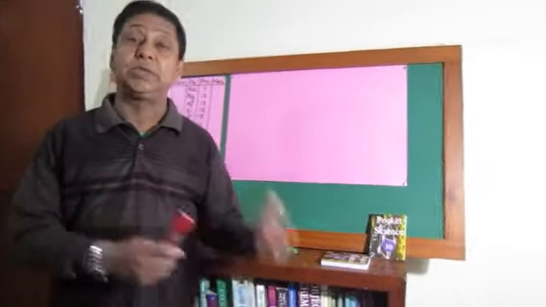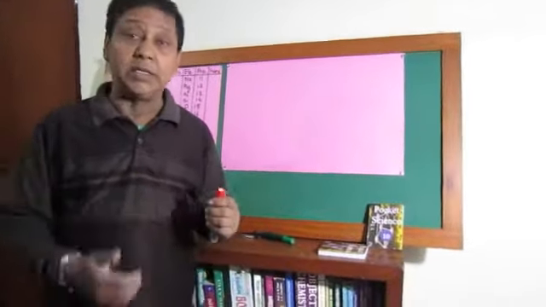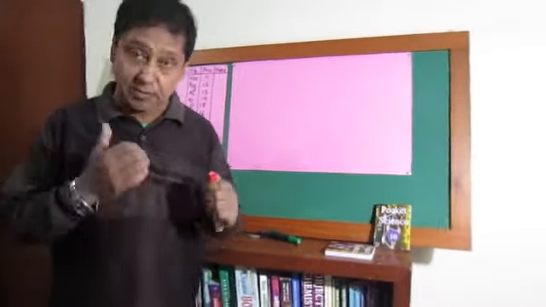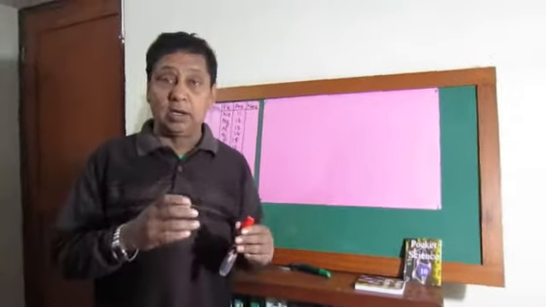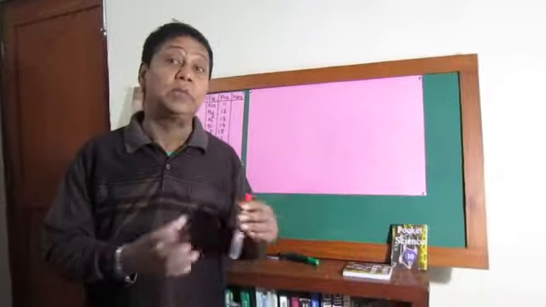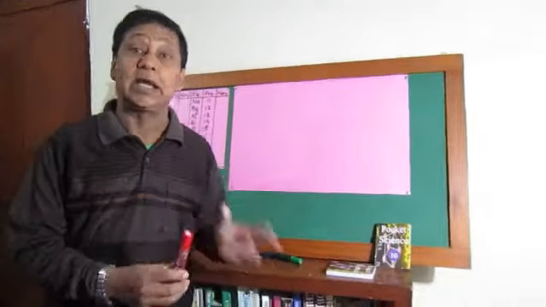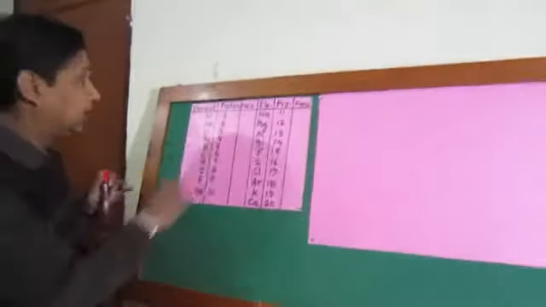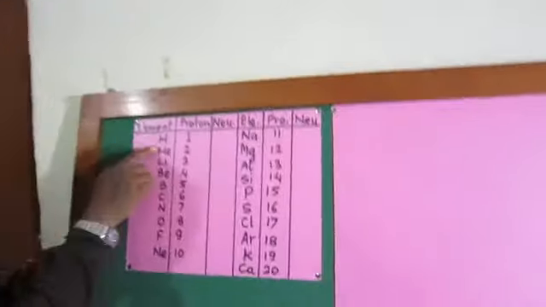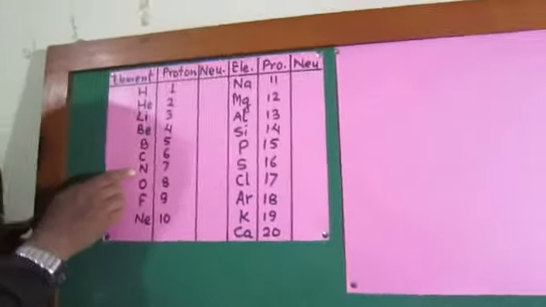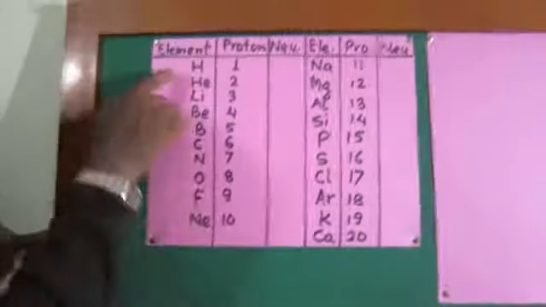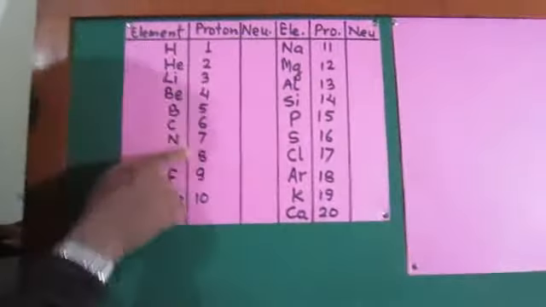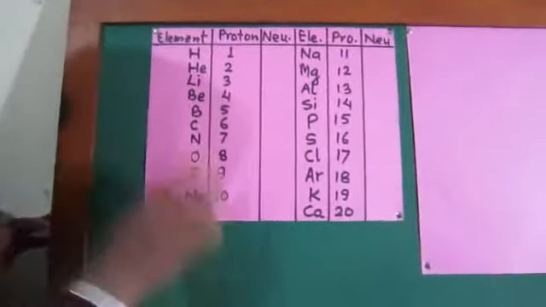So I want to present here 20 elements in the increasing order of their atomic number, and I want to give you their atomic mass. How to remember their atomic mass very easily? Look at this. The elements: hydrogen, helium, lithium, beryllium, boron, carbon, nitrogen, oxygen, fluorine, neon. The atomic numbers of these elements are in increasing order: 1, 2, 3, 4, 5, 6, 7, 8, 9, 10.